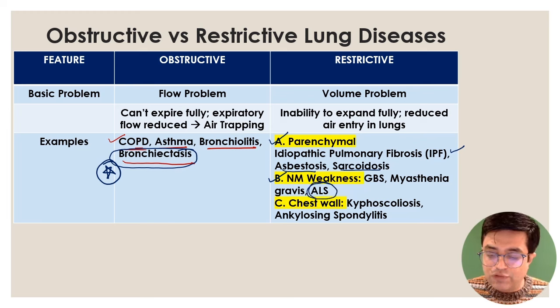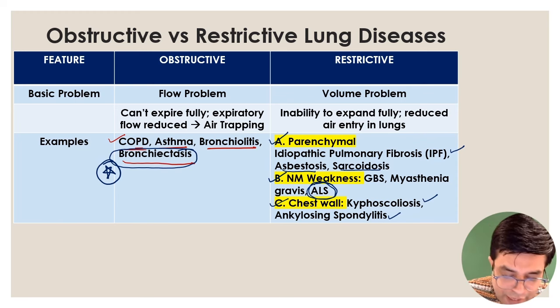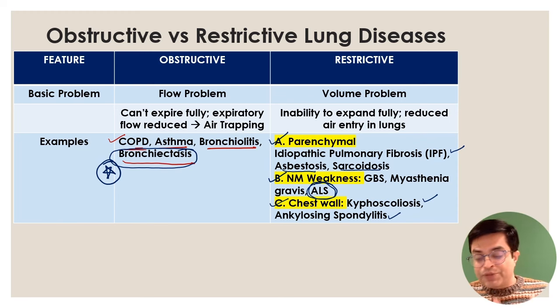Full form आपको पता है already. Amyotrophic lateral sclerosis is a life-threatening condition, and many celebrities and many film actors in particularly Western world have also died because of ALS. And C is chest wall. Chest wall involvement can restrict the air entry. It can restrict the volume in the patient, producing a lung disease. It typically includes kyphoscoliosis and ankylosing spondylitis. And suppose you have an obstructive patient and you have a restrictive patient, what advice you are going to give?